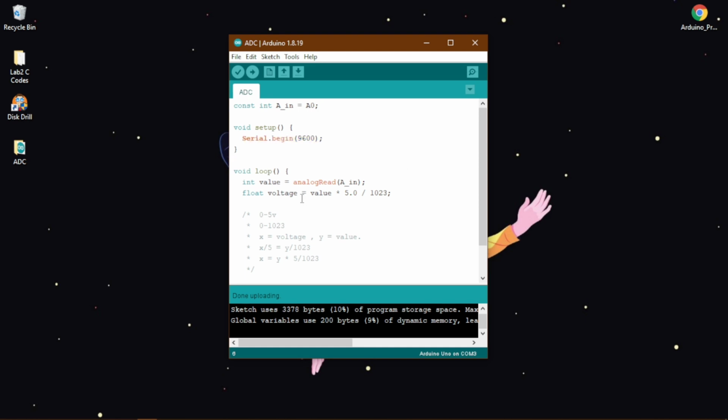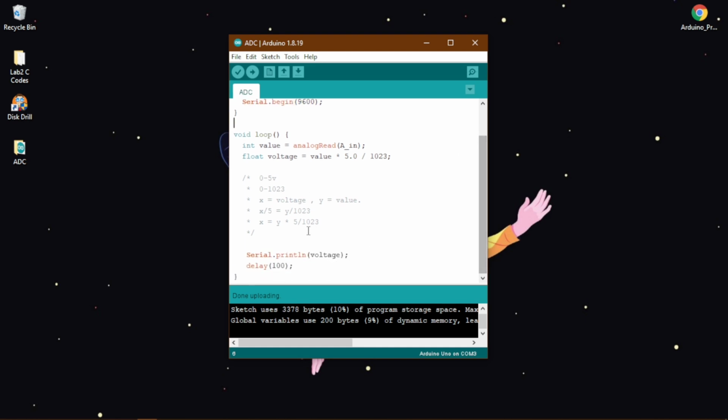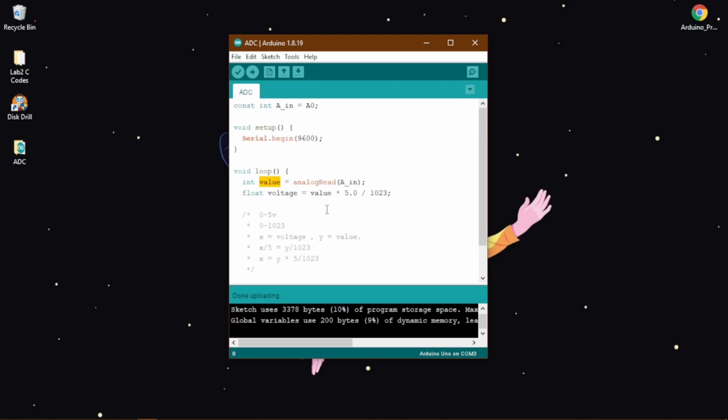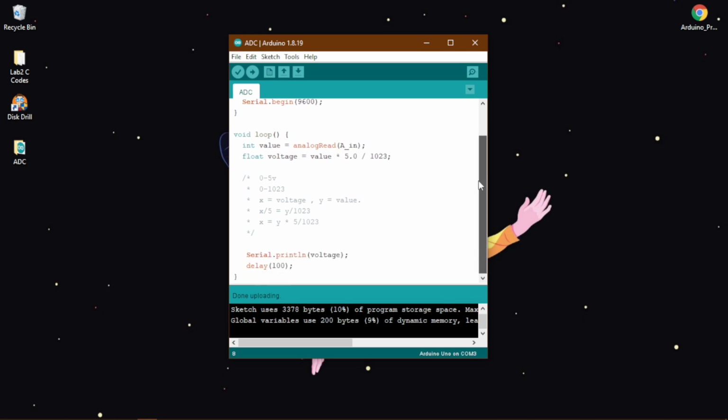In this, the first thing we do is define an integer variable called value, where we store the analog signal. Now to store the analog signal, we need to first read the analog signal. To do that, we write a special function called analogRead, and in the brackets we put the name that we have given to our analog pin A0, that is a_in.